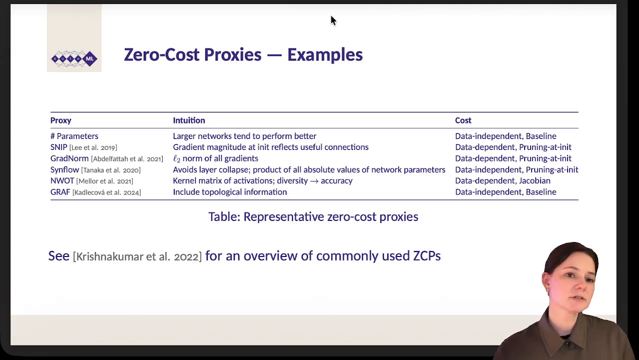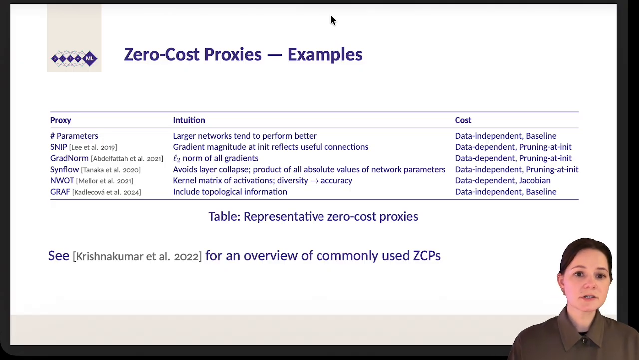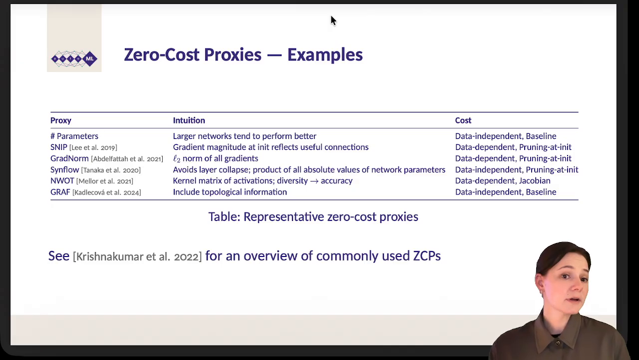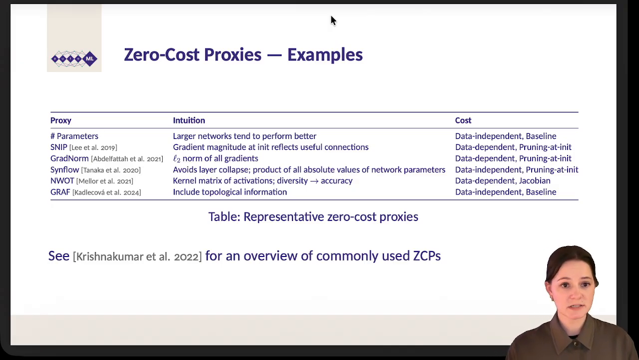The third proxy is grad norm, for example, which is just the L2 norm of all gradients of one forward and backward pass. These are also data dependent, and also calculated as pruning at initialization.